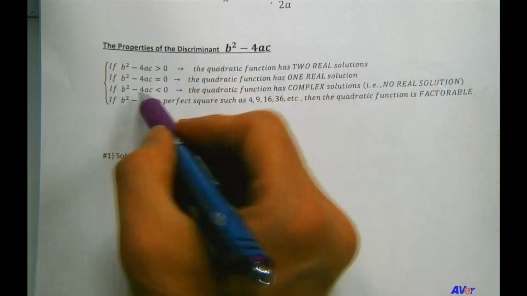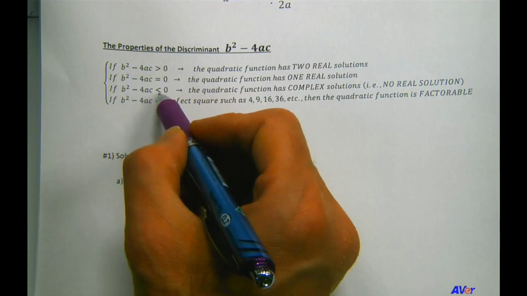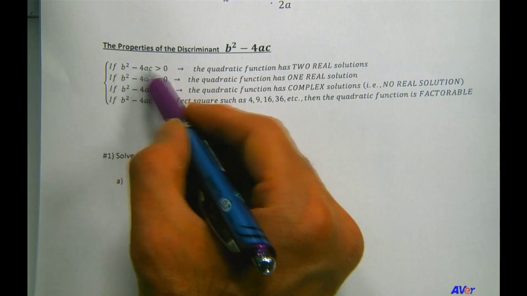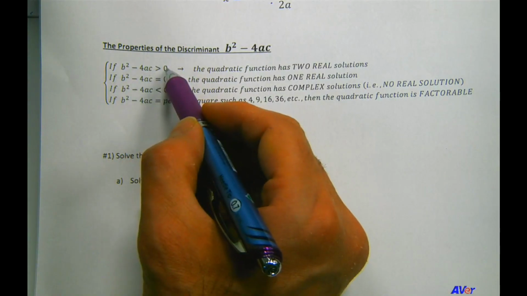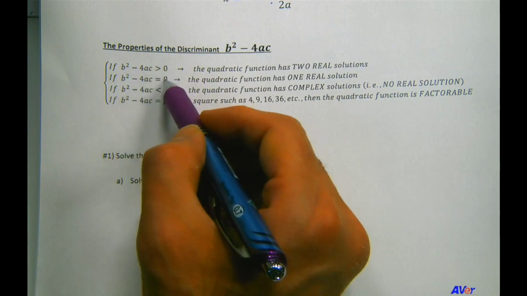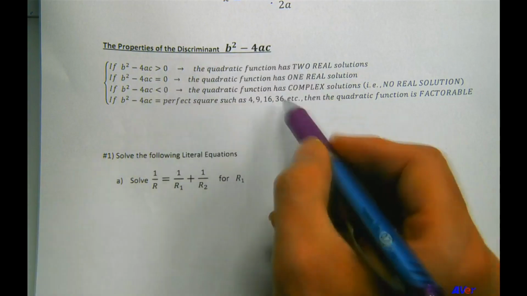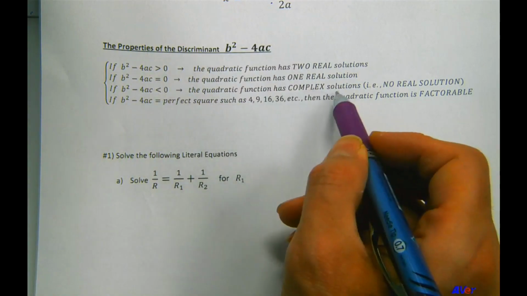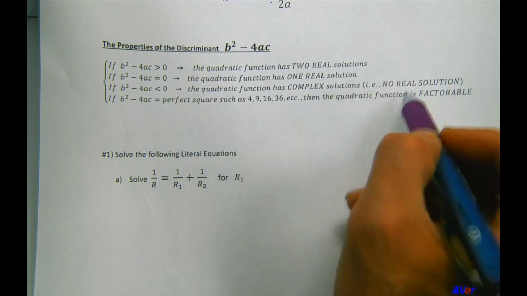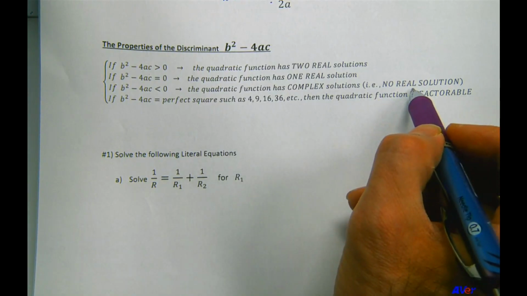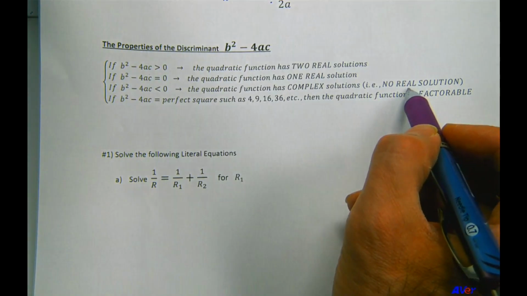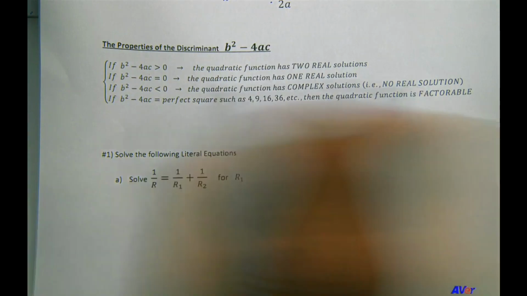So we've talked about what happens if the discriminant is greater than 0, or positive, and what happens if it's 0. If the discriminant is less than 0, then the quadratic function has complex solutions. In other words, it has no real number solutions. Both solutions are complex numbers.